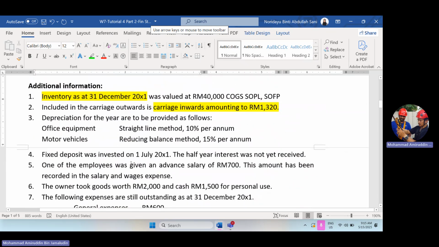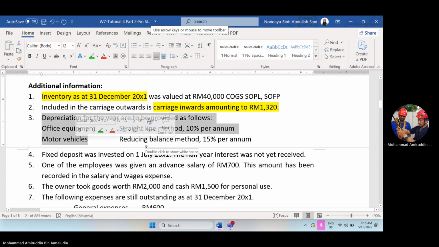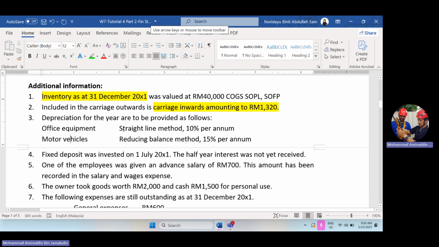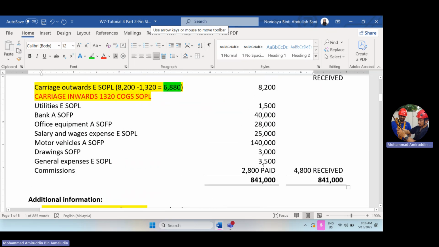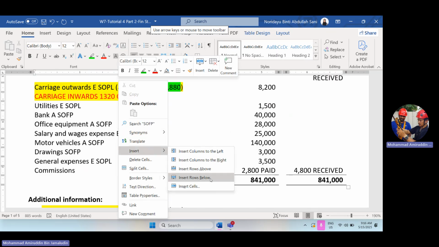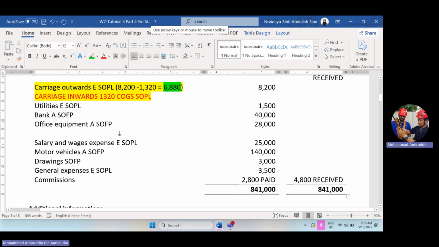Next, depreciation for the year is to be provided as follows. If you have this information, meaning you haven't computed the depreciation for the year. So you have to compute it now. We have two assets here. First one, office equipment based on straight line method. This is the depreciation rate, 10% depreciation rate. So go and find our office equipment. This is our cost, 28,000. So now I can compute the depreciation expense.